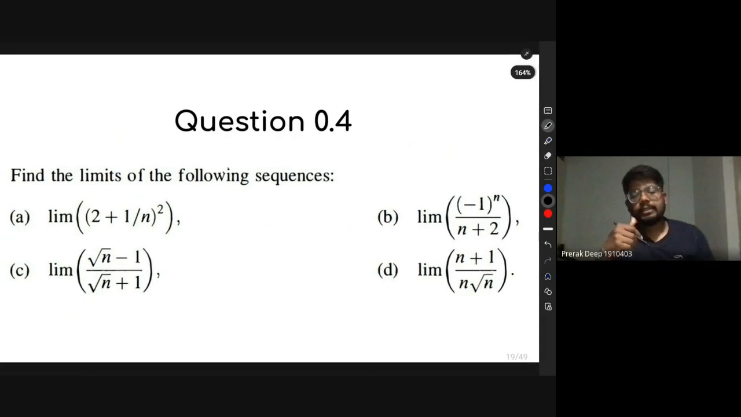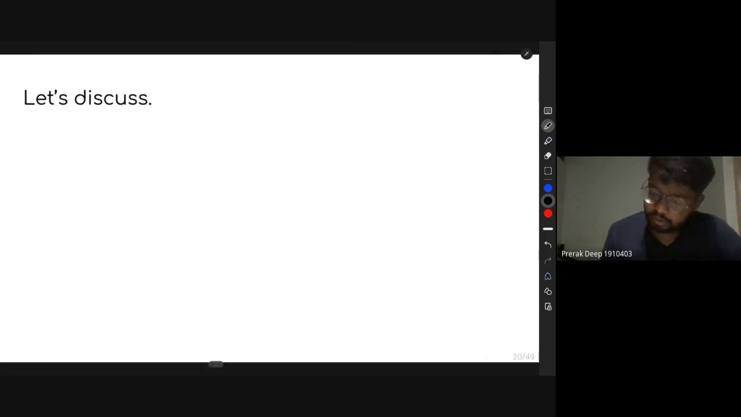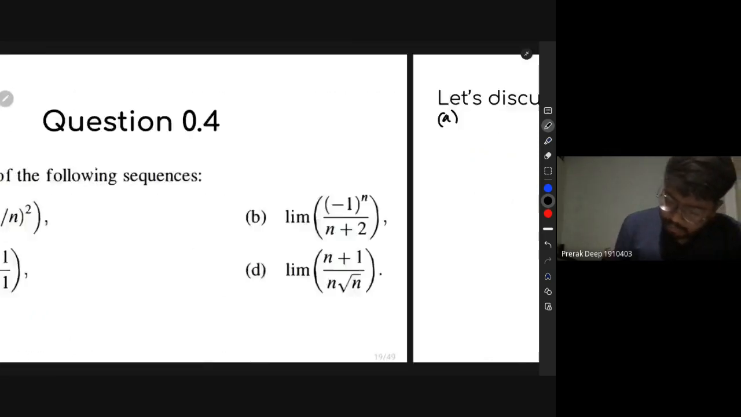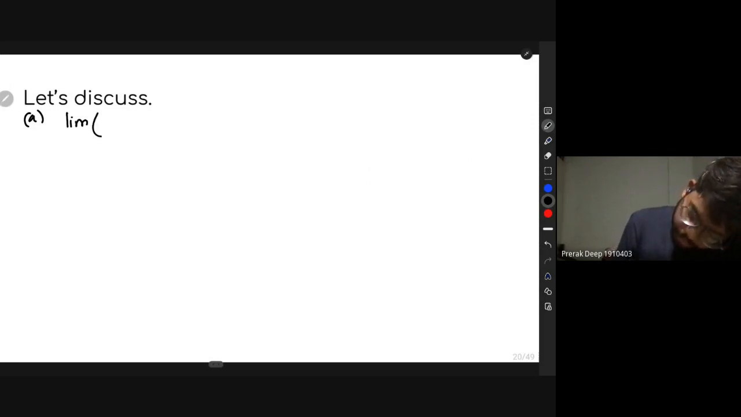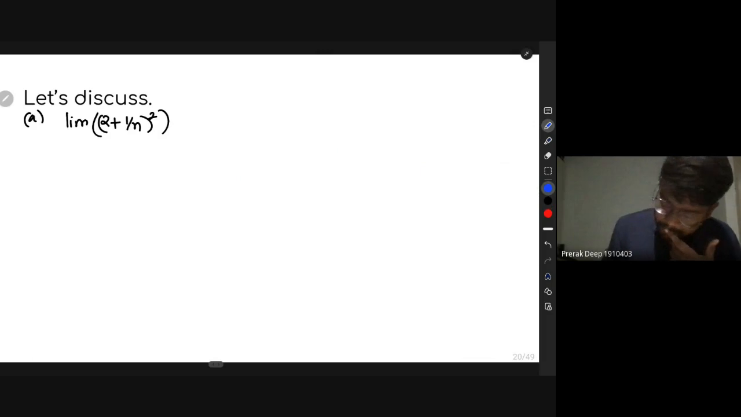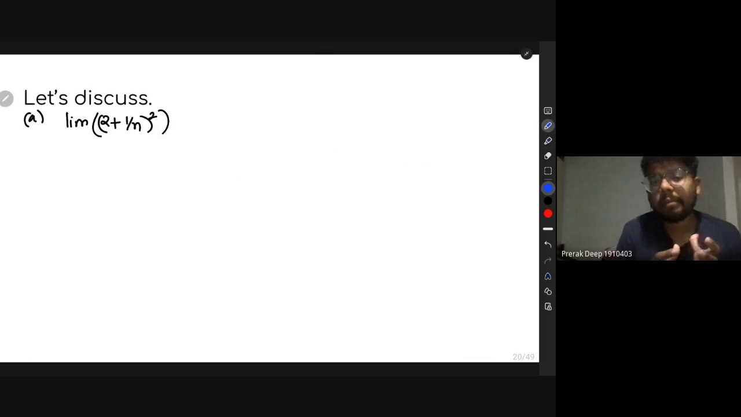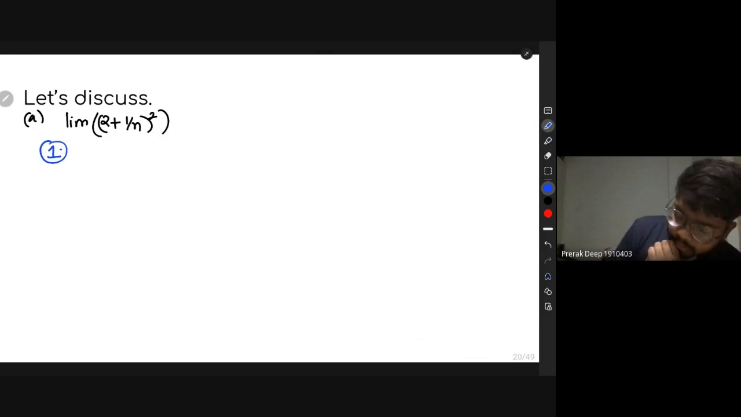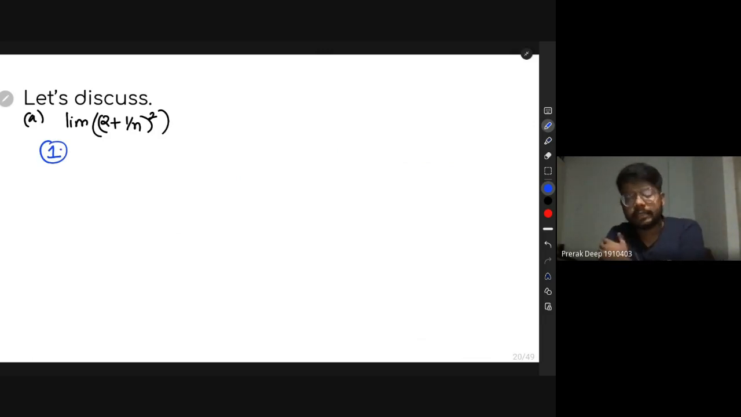Okay, now we move on to discuss the limit of a few more sequences. The first sequence, let's look into this. We need to find out the limit of (2 plus 1 over n) squared. Now we use multiple facts here. I have discussed the proof of these facts in my previous discussion session, so I'm not going to repeat these proofs, but I'm going to state them as facts.